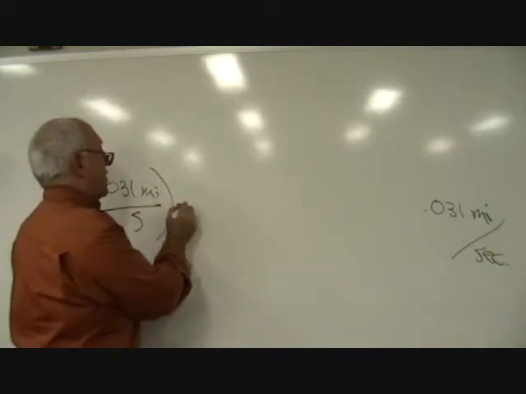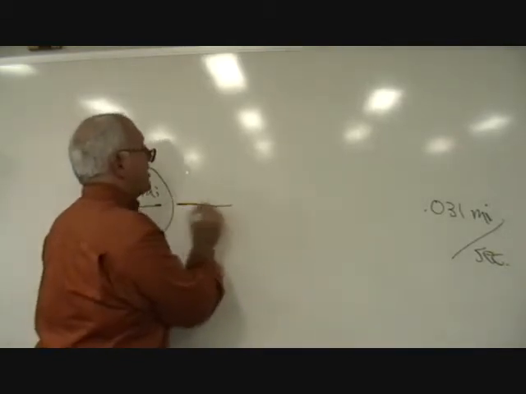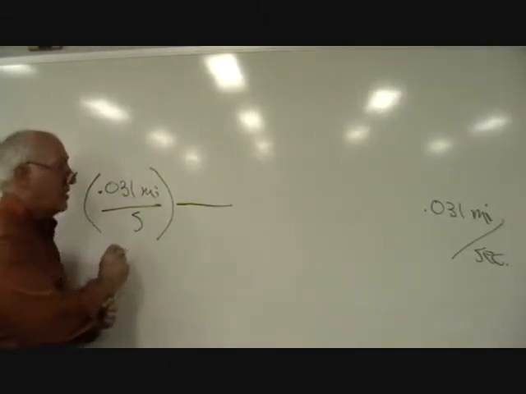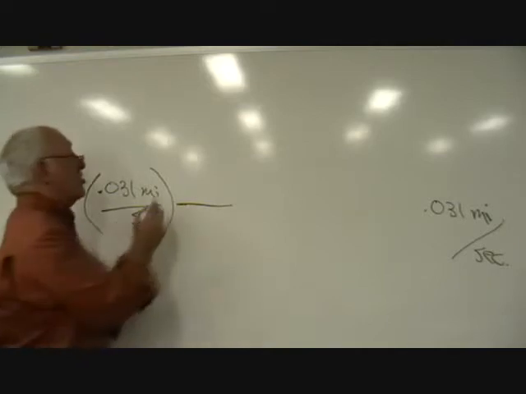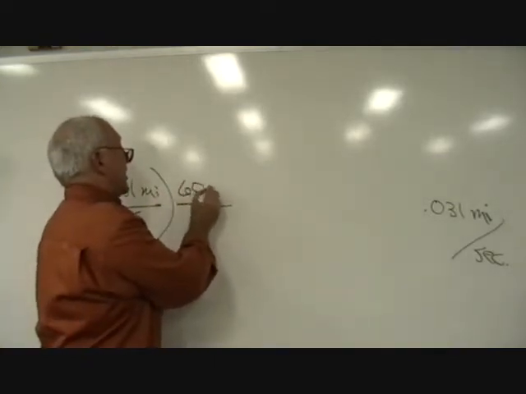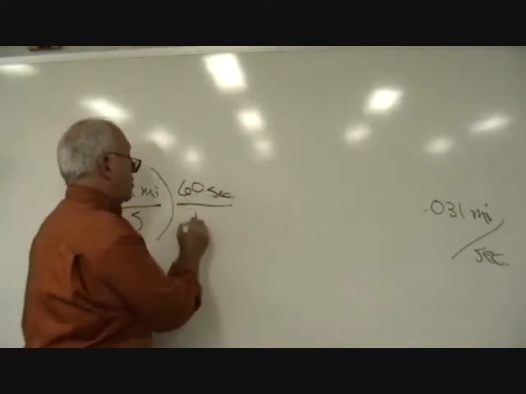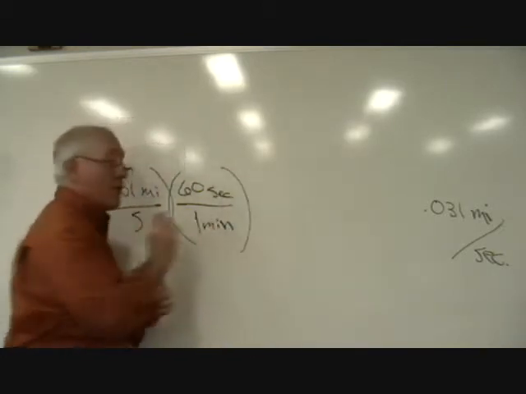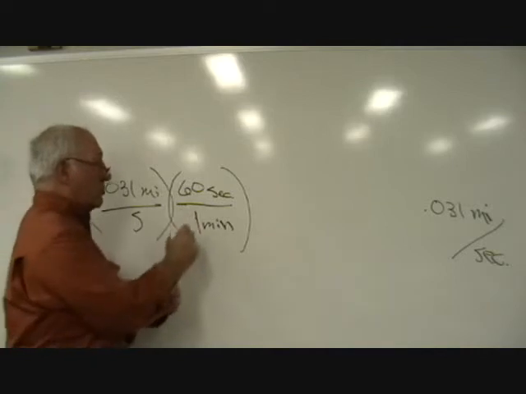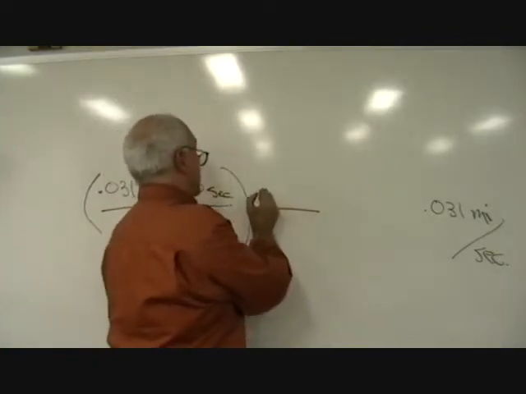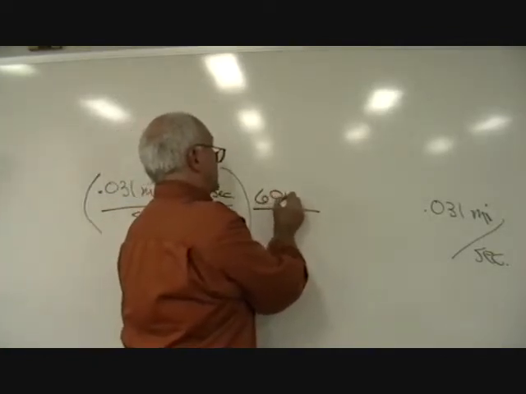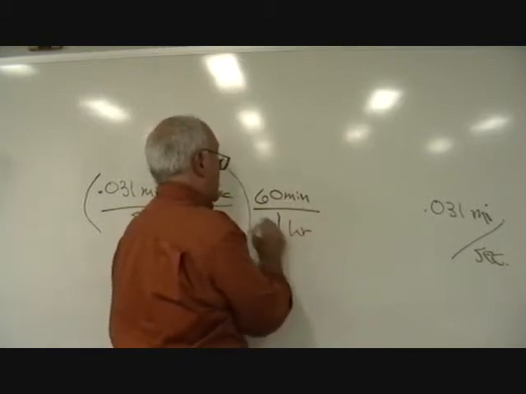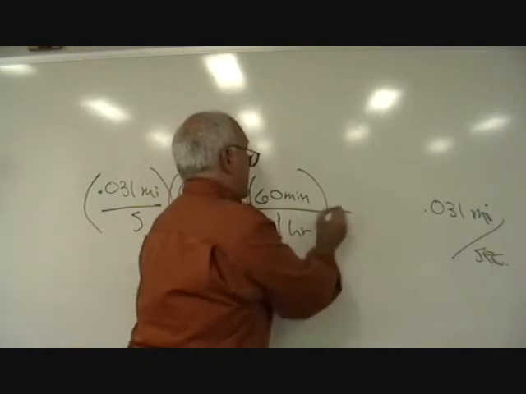Now, I'm going to change my time units. I've got seconds below. I want to get rid of seconds. I'm going to put seconds above. So I know that 60 seconds equals 1 minute. Now I want to get rid of my minutes and turn it into hours. Minutes below, I have to put minutes above. I know that 60 minutes equals 1 hour. That's the unit I want to end up with.